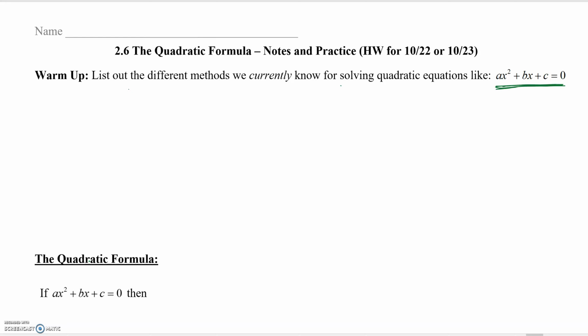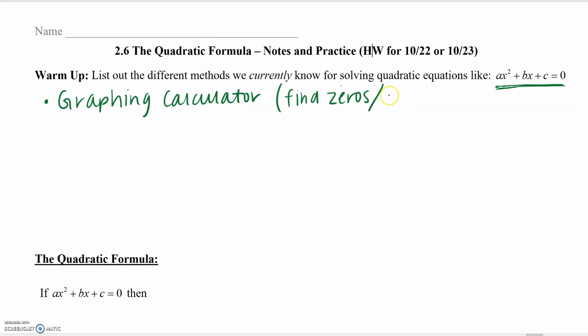All right, let's see what you came up with. The first thing I would check for is, do you have graphing calculator? The graphing calculator is one method that we can use to solve equations like this. In our graphing calculator, if we graph our quadratic function and we ask the calculator to find or calculate zeros, also known as x-intercepts, our calculator will solve this equation for us.